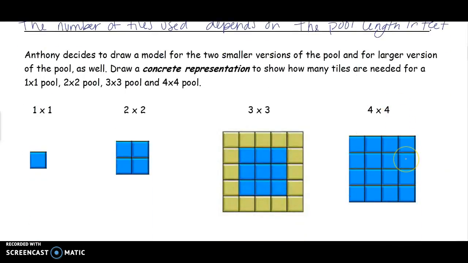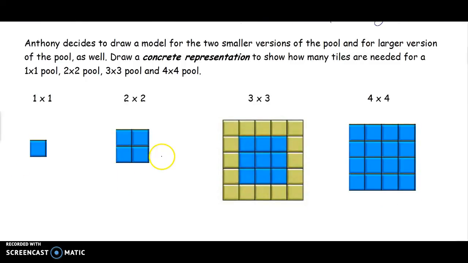So Anthony decided to draw a model for the 2 smaller versions of the pool and for the larger version of the pool. I want you to draw a concrete representation to show how many tiles are needed for a 1 by 1, 2 by 2, and a 4 by 4. Just remember, we already did the 3 by 3 and we needed 16 tiles. So go ahead and pause your computer and try drawing.